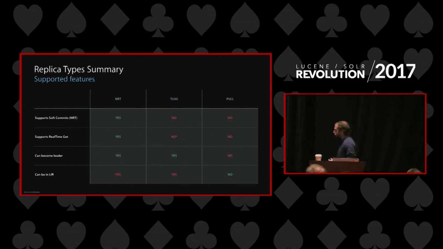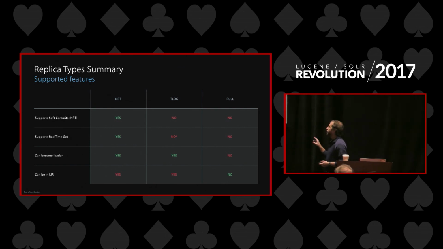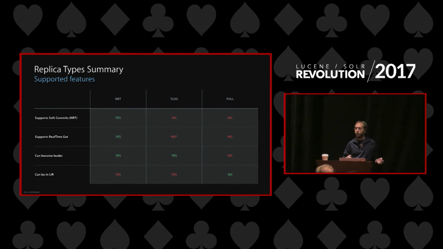Another note. I say that pull replicas and TLOG replicas do not support real-time get. But if you're actually doing a real-time get request, it will be forwarded to the leader. So you're going to get a response, but you have to be careful because you're actually querying the leader all the time. So if you have many real-time gets, you're actually going to be hitting the leader hard.